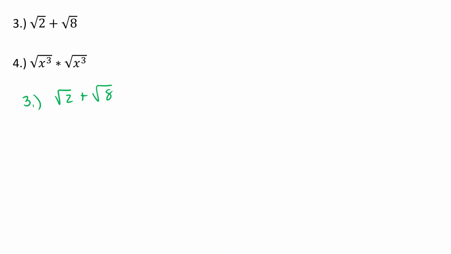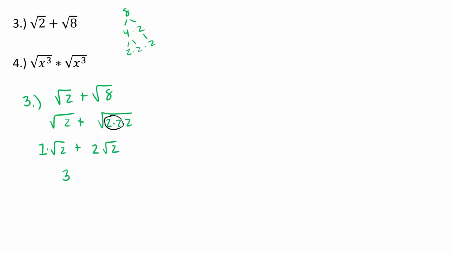Now, we do need to simplify the square root of 8 to see if that will simplify to match. So 8 factors into 4 times 2, and the 4 factors into 2 times 2. So that's 2 times 2 times 2. We're, of course, looking for perfect squares. So I see a 2 times 2. We're looking for those groups of 2. So that simplifies into 2 root 2. And essentially what we have there is 1 root 2 plus 2 root 2, which will give me 3 root 2.